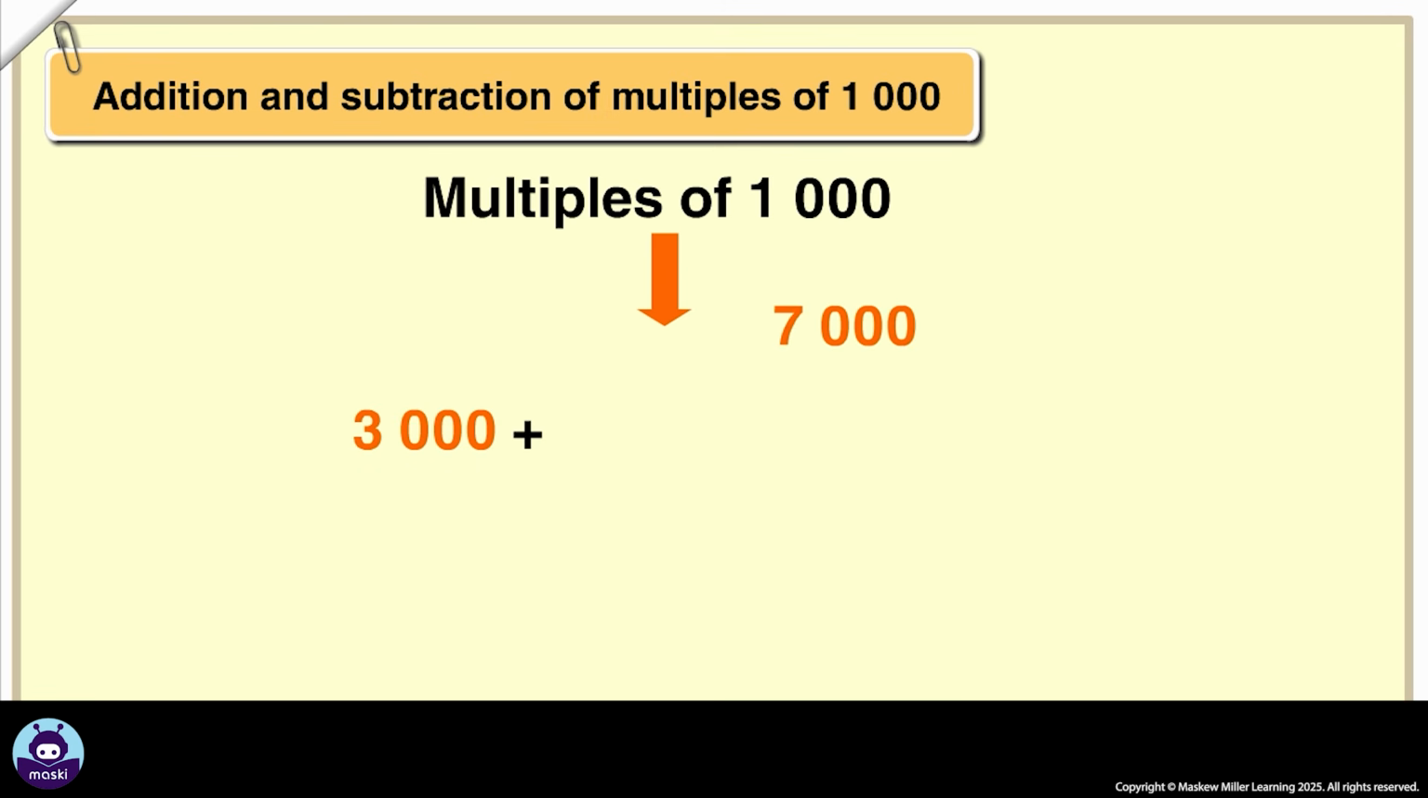For example, in 3000 plus 7000 in your answer, first write 000 and then add 3 plus 7 and then write 10 on the left of 000. 3000 plus 7000 equals 10,000.